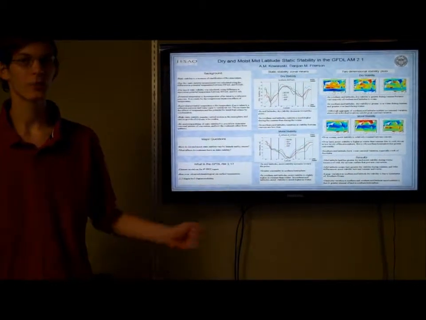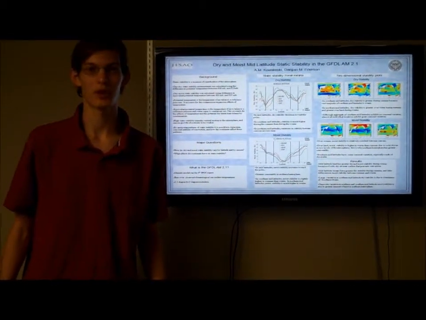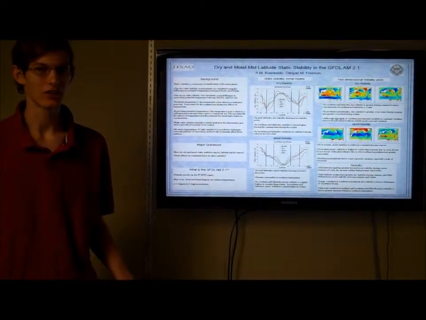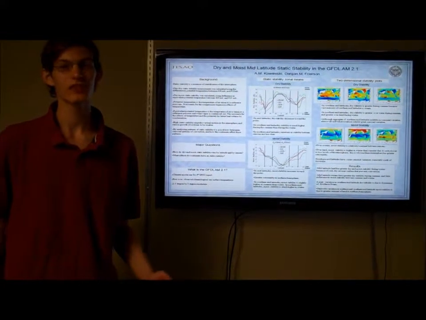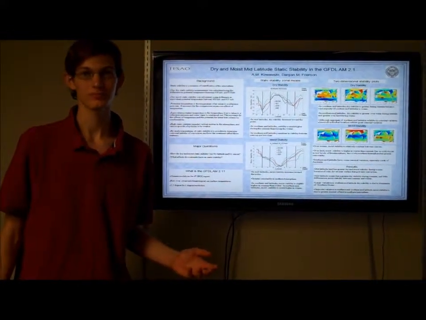My research this summer consisted of working with Dr. Dargan Frierson of the Atmospheric Science Department. We analyzed static stability in global climate models. Static stability is a measure of stratification of the atmosphere, generally with temperature.